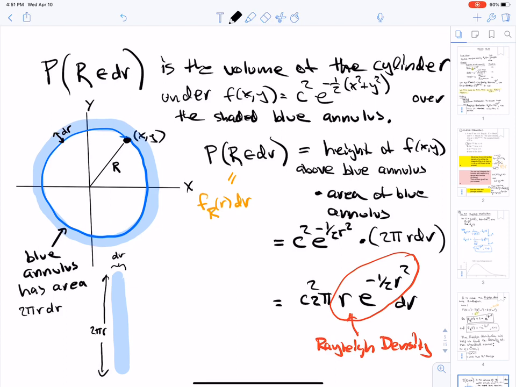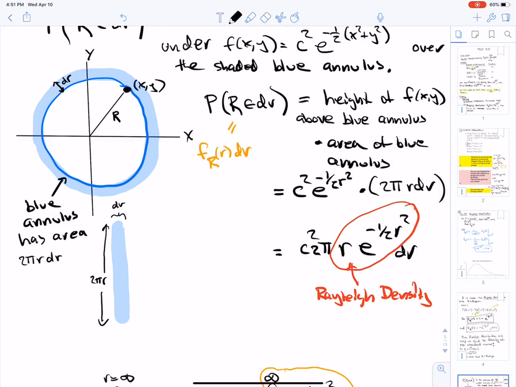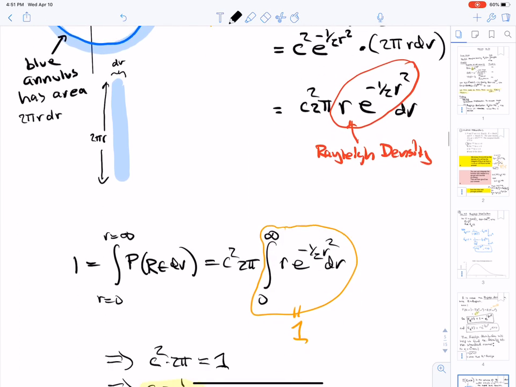Now the joint here I'm writing with a c squared. We still don't know what c is. So that volume, the probability that R is in dr, it's the height of f(x,y) above the blue annulus times the area of the blue annulus, which is c squared e to the minus 1/2 r squared times 2 pi r dr. You can see that 2 pi r dr is the area of the blue annulus. Do some rearrangement here, and you see that you get c squared 2 pi r e to the minus 1/2 r squared dr. And we recognize the Rayleigh density in there.